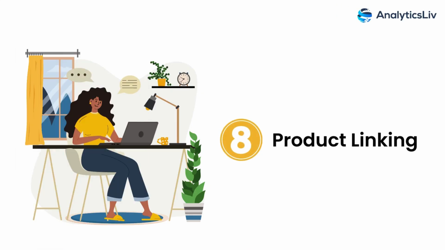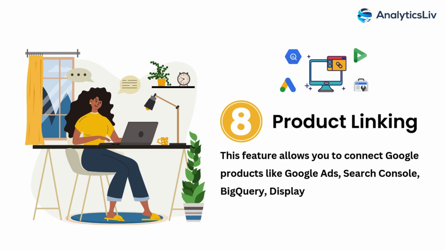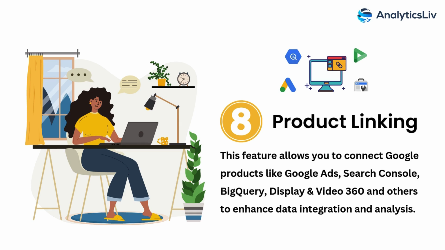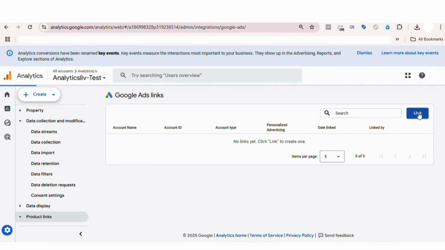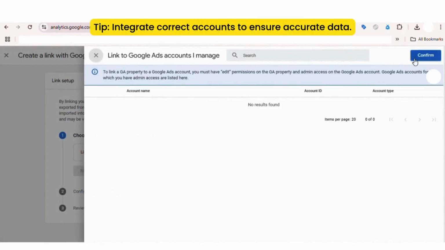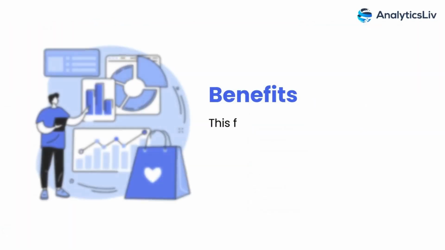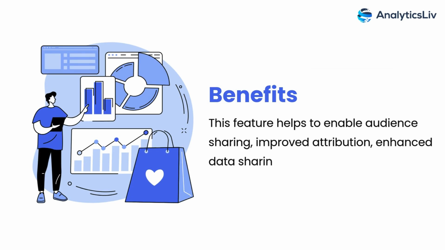Number 8. Product linking. This feature allows you to connect Google products like Google Ads, Search Console, BigQuery, Display and Video 360 and others to enhance data integration and analysis. Under the Product Link section, link your related accounts to enable that data in Analytics. Tip: integrate the correct accounts to ensure accurate data. This feature helps to enable audience sharing, improved attribution, and enhanced data sharing across multiple tools.